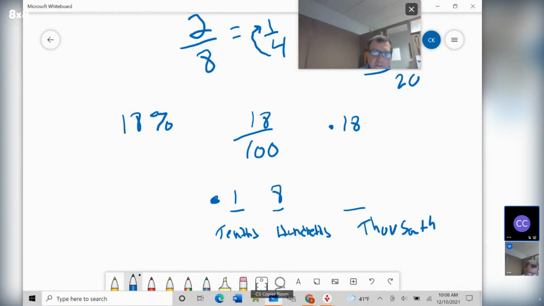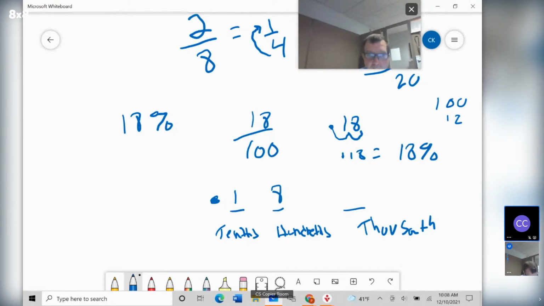So one thing you can do, and 100 has 2 zeros, 1, 2 zeros. So what you can do is you can always move this decimal when we're converting a decimal to a percent, is just move it 2 places over. So 1, 2, and that 0.18 is equal to 18%.